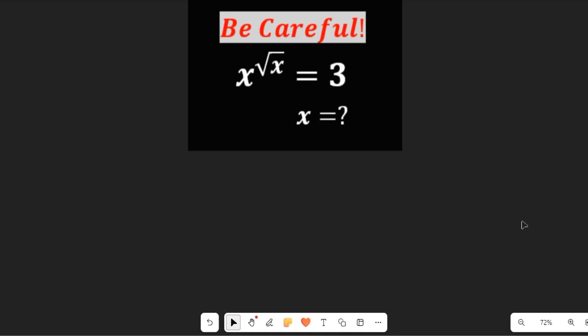Hello. If you're asked to solve this math question, x to the power of the square root of x equal to 3, you're asked to find the value of x, what will you do? Wait, don't rush over it, because a lot of persons fail this kind of question, so be careful. What can we do in order to solve a question like this?